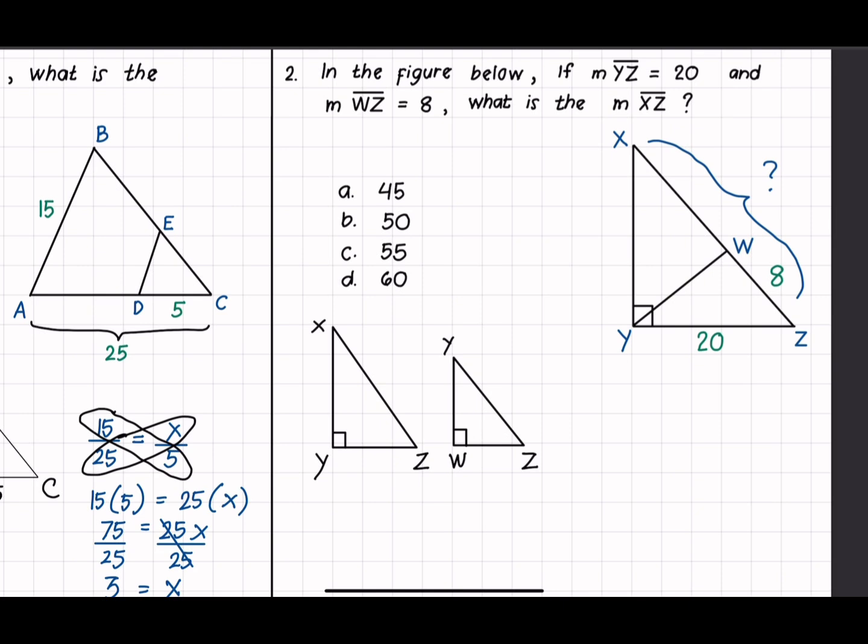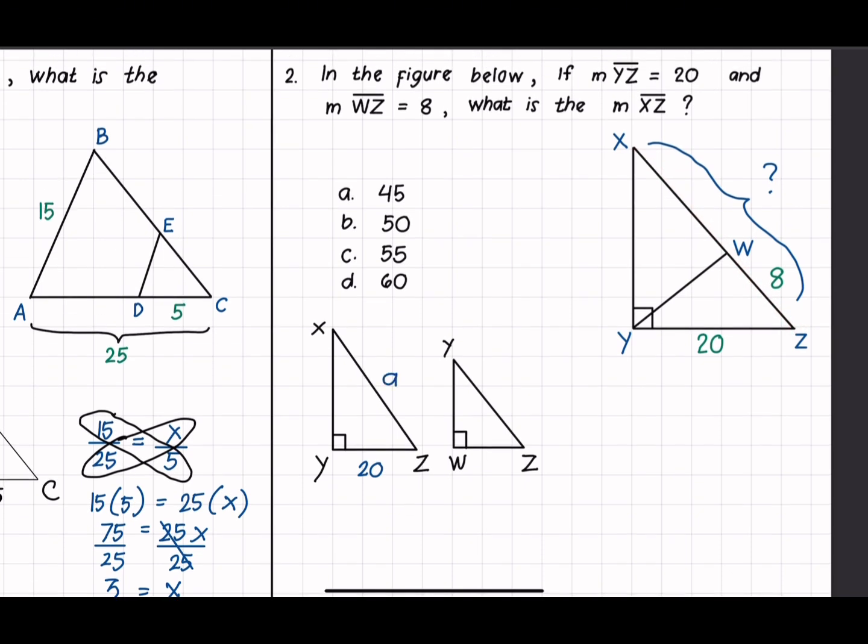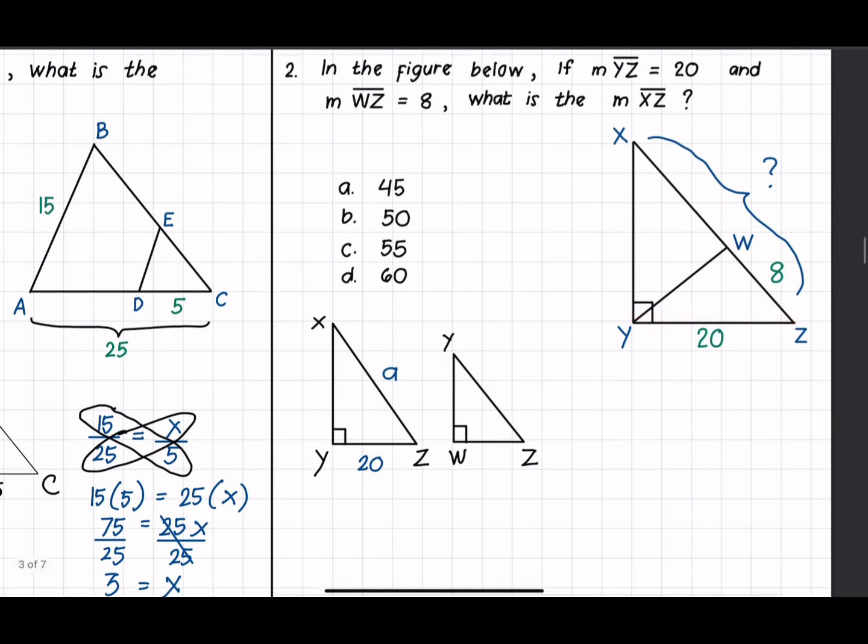In the big triangle, YZ measures 20. And we are looking for XZ. Okay, so let's say XZ is a. Okay, and in our small triangle, YZ, which is the hypotenuse of the small triangle, measures 20, and WZ measures 8.